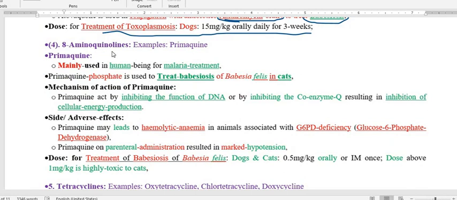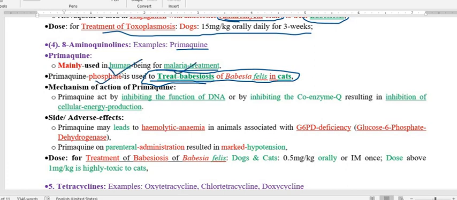The dose of atovaquone for toxoplasmosis in the dog is 15 mg per kg orally daily for 3 weeks. Next are the 8-aminoquinolines, and the drug is primaquine. This primaquine is also an anti-malarial drug, but it is also used to treat babesiosis, particularly in cats. So this is very, very important.